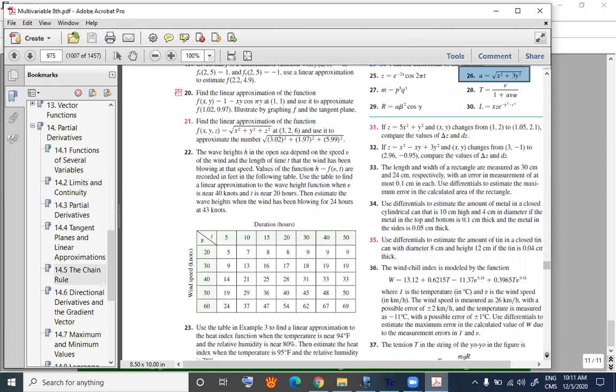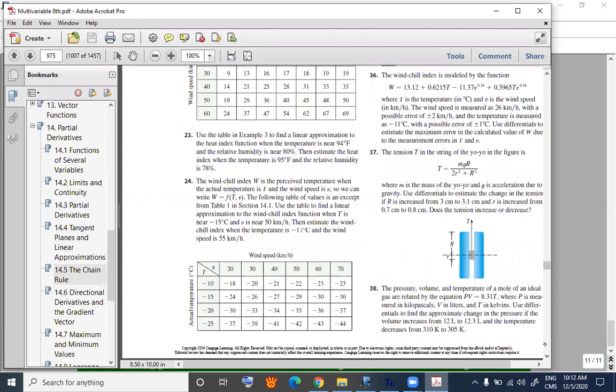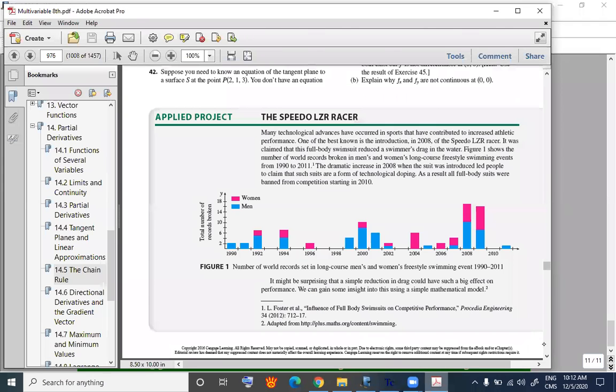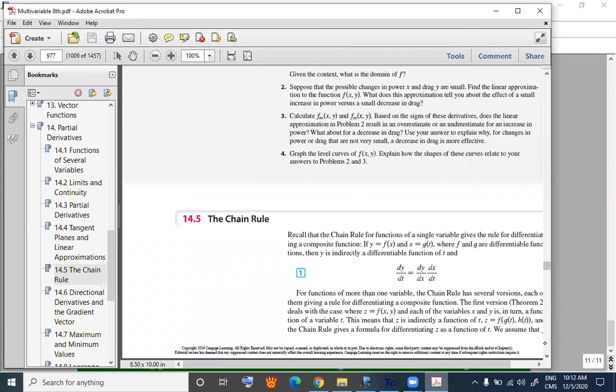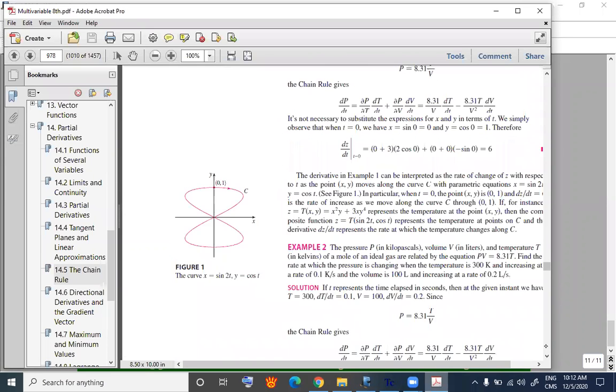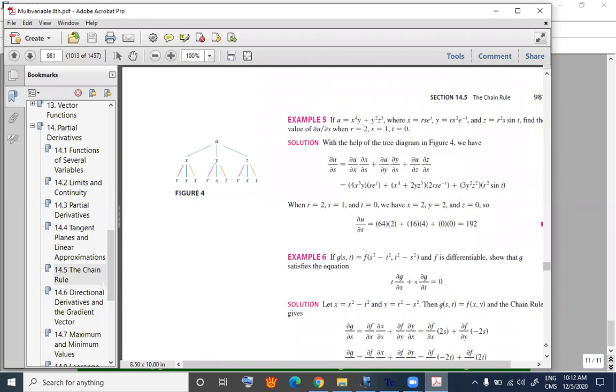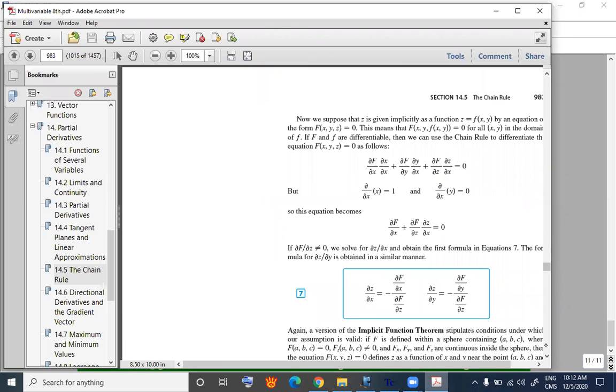That was lesson 14.5. No, it was 14.4. Sorry, 14.4. Okay, hello, 14.5. Number 8. Okay, chain rule. You want to make a tree. Number 8.